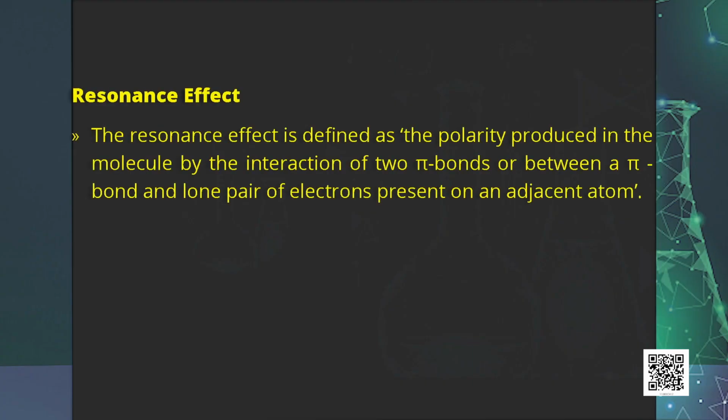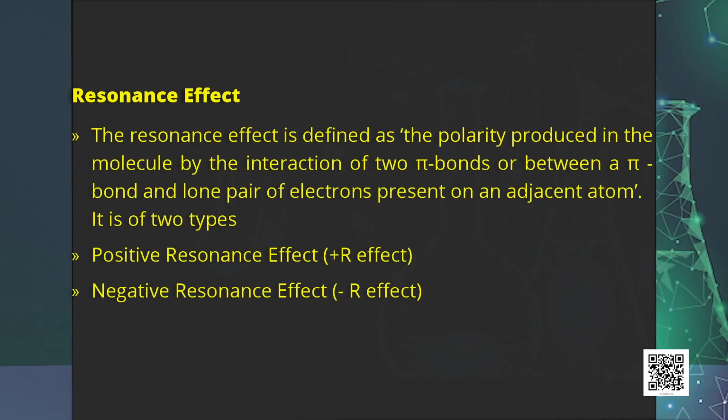Now we are talking about resonance effect. Resonance effect is defined as the polarity produced in the molecule by the interaction of two pi bonds or between a pi bond and a lone pair of electrons present on an adjacent atom. This effect is transmitted through the chain. The flow of electrons from one part of the conjugated system to the other creates centers of low and high electron density and facilitates the propagation of a reaction. This effect is also known as mesomeric effect.